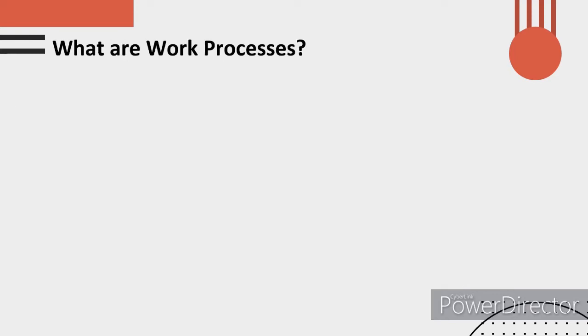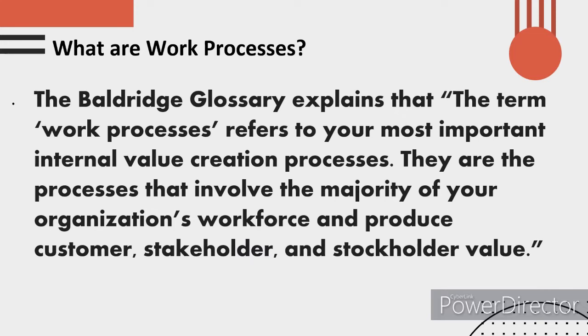Now, let us find out what the work processes are. According to the Baldrige Glossary, the term work processes refers to your most important internal value creation processes. They are the processes that involve the majority of the organization's workforce and produce customer, stakeholder, and stockholder value. So if you want to boil that down into a more straightforward definition, it means that your work process is a standard way that important things get accomplished.